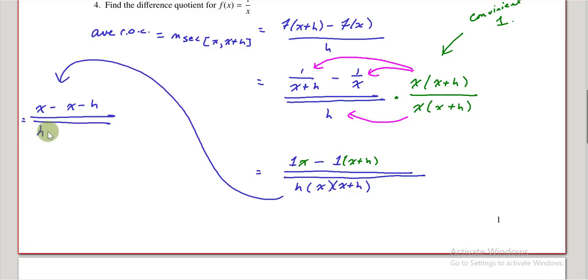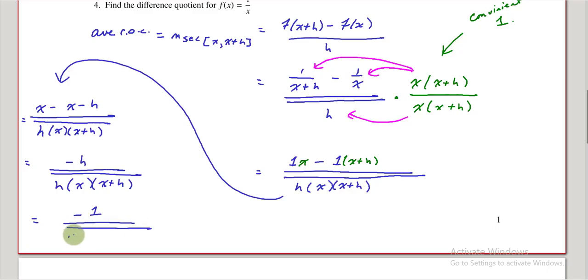In the denominator, we still have the factors h and x times x plus h. Simplifying, notice the terms of x add out, and so I'm left with negative h divided by h times x plus h. But now I can divide out those factors of h, and I'm just left with negative 1 in the numerator divided by x times x plus h. And there it is. I've simplified that difference quotient about as far as I can, and we'll leave it there.